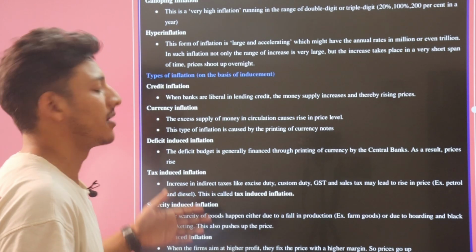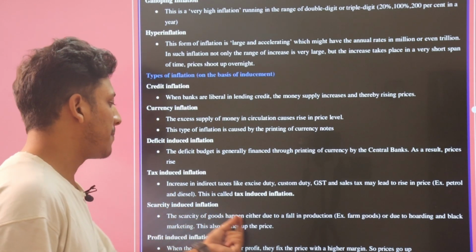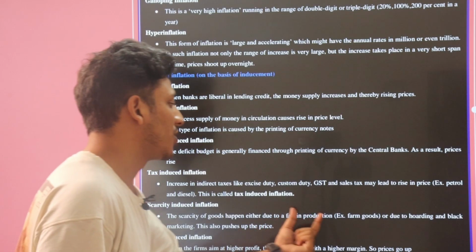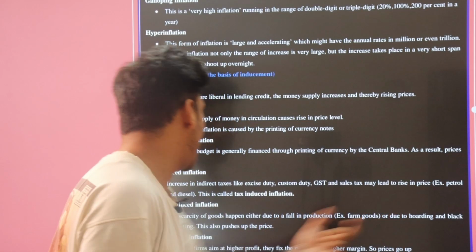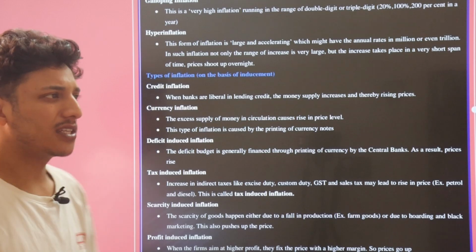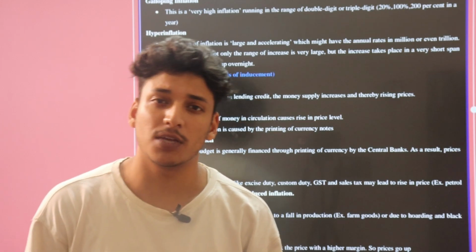Scarcity means कमी किसी चीज़ की. The scarcity of goods happens either due to a fall in production or due to hoarding and black marketing. It means sometimes there is a climate issue or some other issue, and a manufacturer is not able to manufacture the products, or maybe there is black marketing.